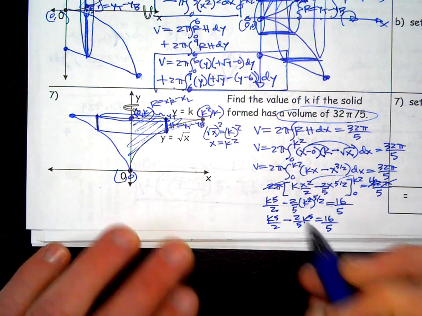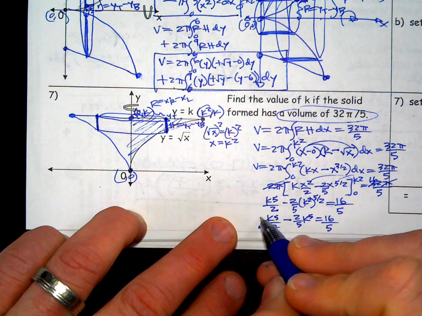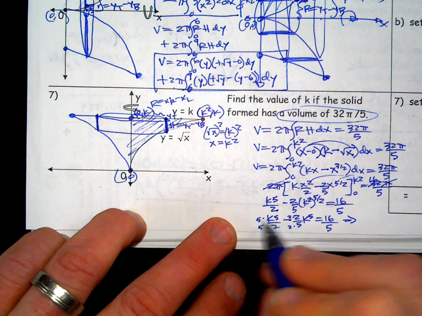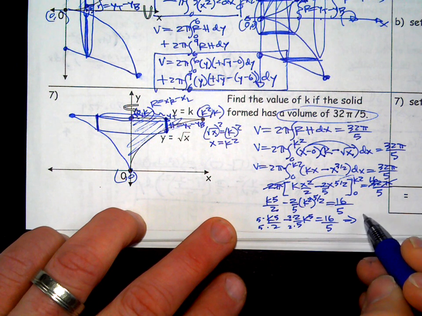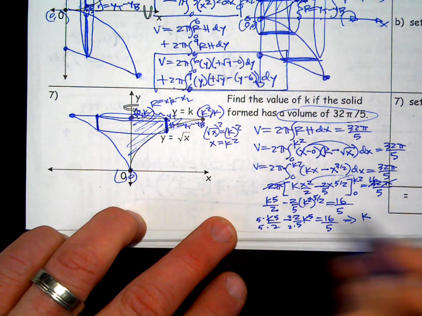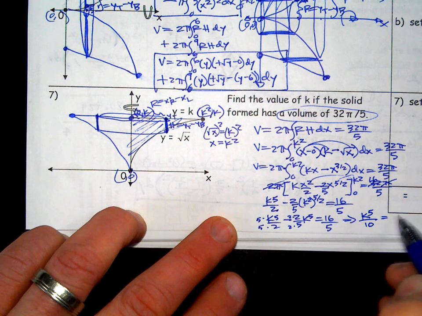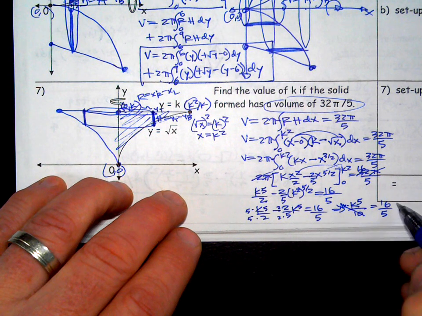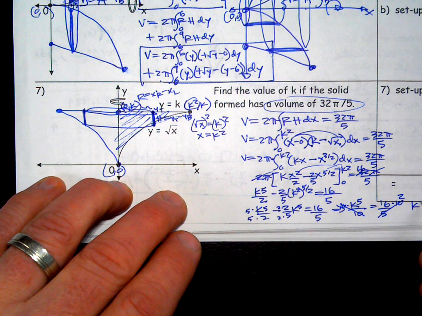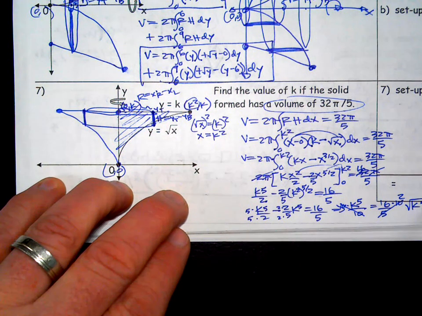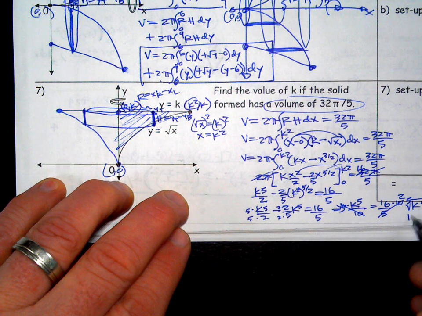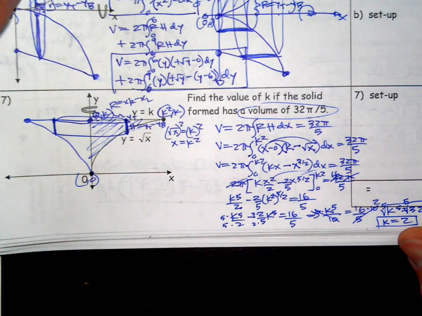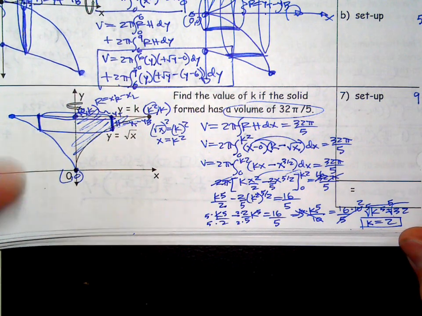And then we could group these together because they're like terms. So we give them least common denominator 10. And so that gives you 5k to the 5th minus 4k to the 5th is 1k to the 5th over 10 equals 16/5. And you don't need a calculator for this. You can multiply both sides by 10. And that gives you k to the 5th equals 32. And then you're going to take the 5th root of both sides, no plus or minus, it's an odd root. And you get the answer is k equals 2. So it works out really nice without a calculator if you've set it up correctly.